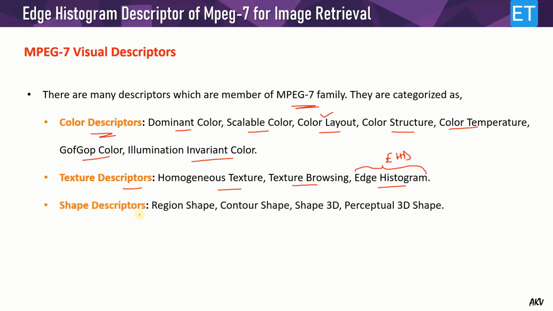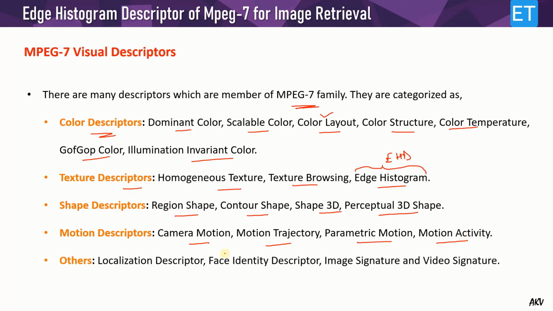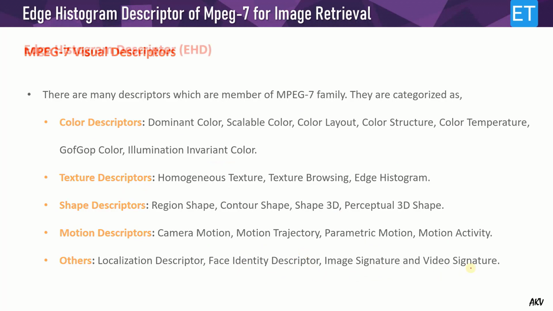And for the shape descriptors category, we have the region shape, contour shape, shape 3D, and the perceptual 3D shape. For the motion descriptors category, we have the camera motion, motion trajectory, parametric motion, and then motion activity. And for others, we have the localization descriptor, face identity descriptor, image signature, and the video signature.